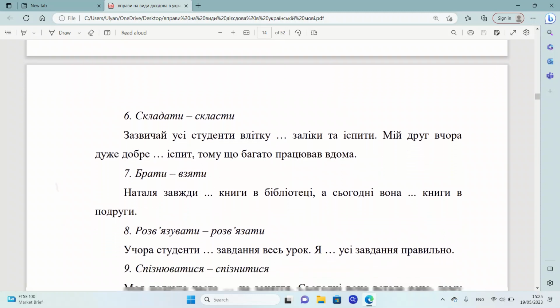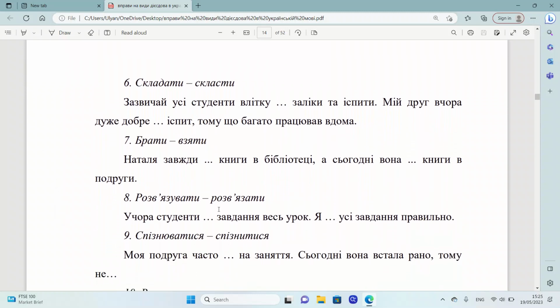Брати, взяти, to take. Наталя завжди, imperfective, бере книги в бібліотеці, а сьогодні вона взяла книги в подруги. So usually she takes them from the library, but today she took them from her friend.